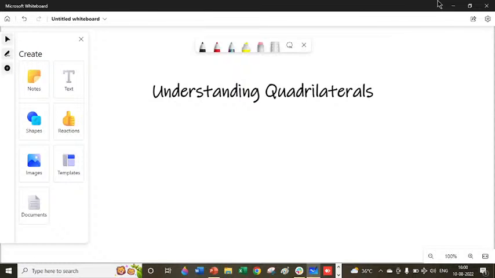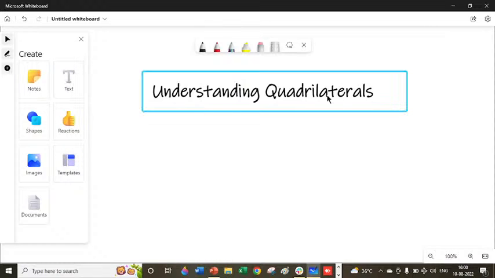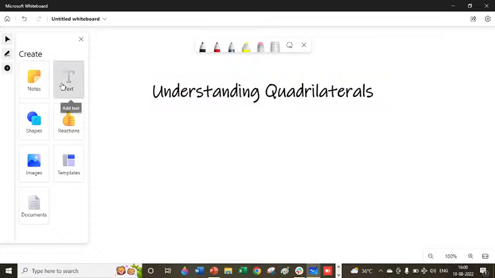I'm here with a new topic today. We are going to learn about understanding quadrilaterals, as you can see over here. So today we are going to learn quadrilaterals. Let's get started with this topic.